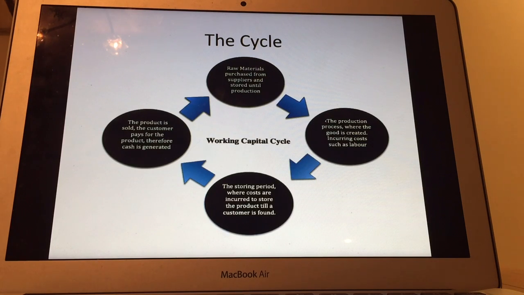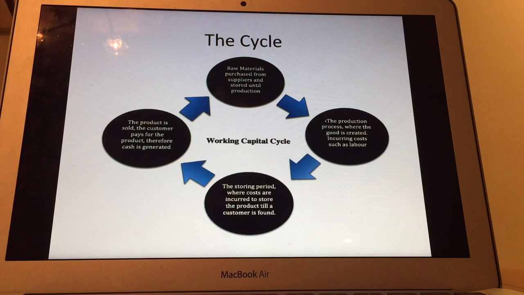The third area of the working capital cycle is the storing period. This is where costs are incurred to store a product till a customer is found. Ideally, the company will want this to be as short as possible, as storage can be a very heavy cost on companies, especially if it is a big product, which in the football goals' case they are quite a large product, therefore it could incur a high cost.